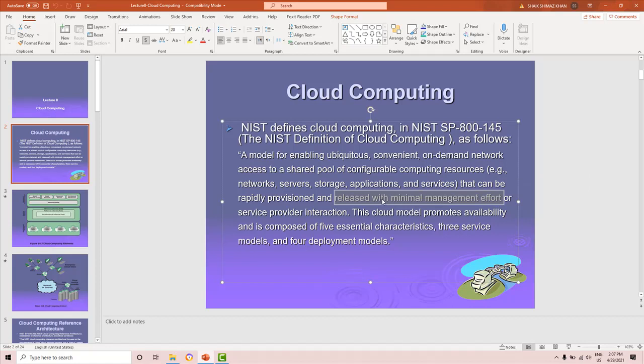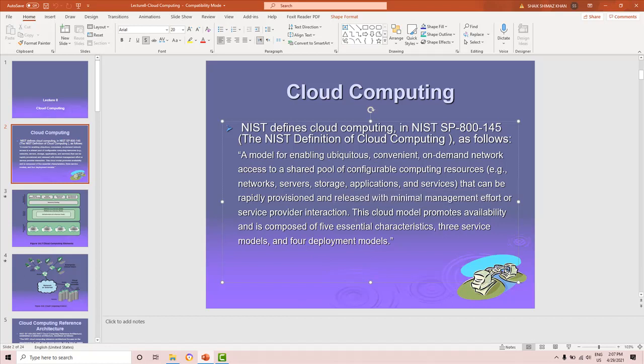So when you want a storage facility for your files or folders, we can go for OneDrive or many such services, Google Drive. These are automated services. The customer can avail the service through the applications with minimum effort and also with minimum interaction with the service provider.